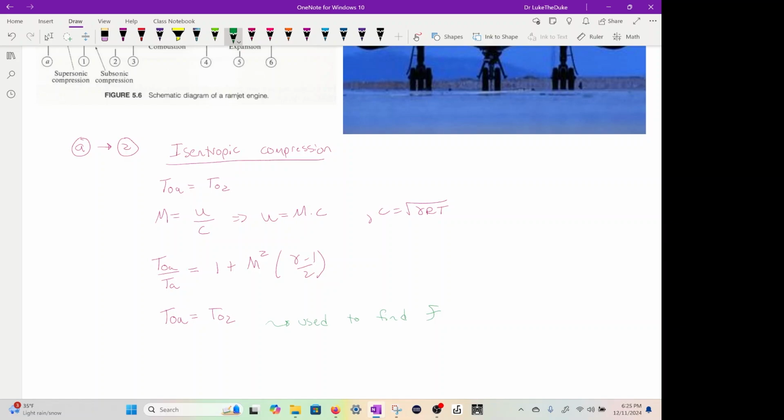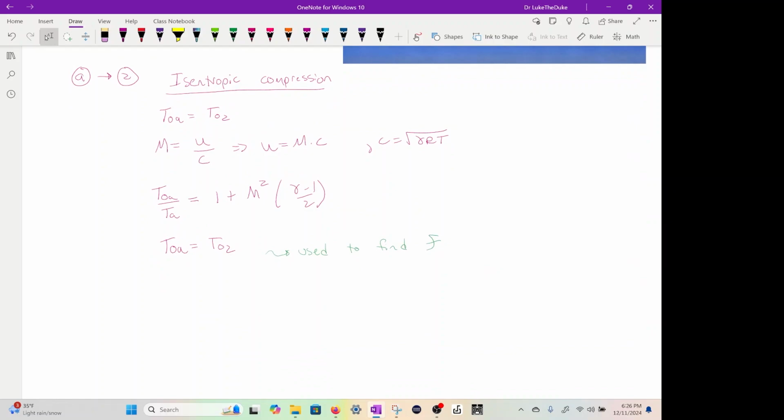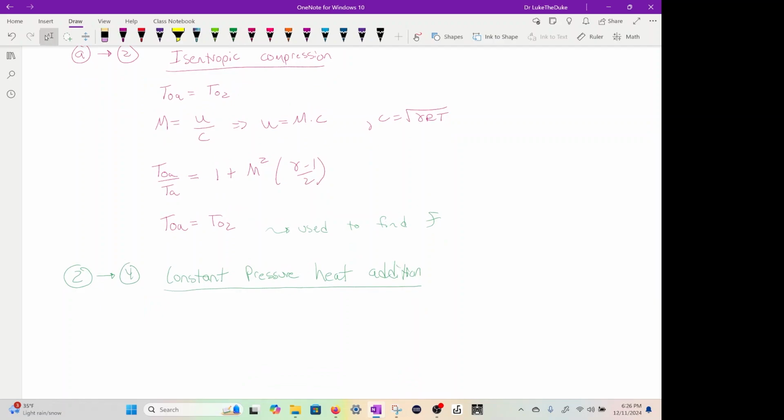You can use that. And we're going to now look at 2 to 4, which we call a constant pressure heat addition. All right, cool. So how do we do this? Well, we got to find F.